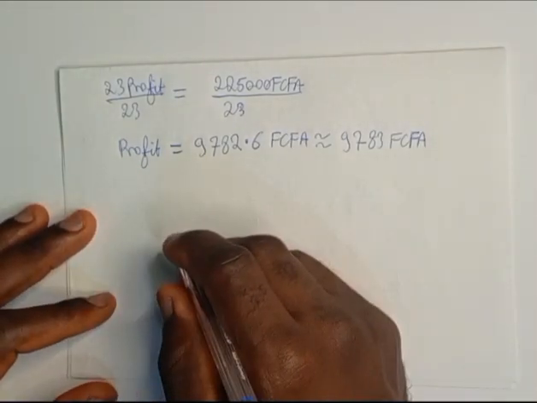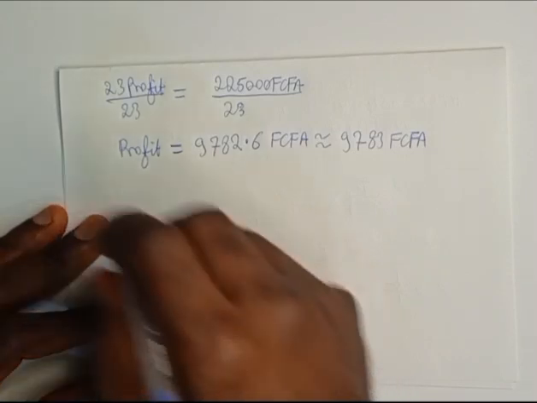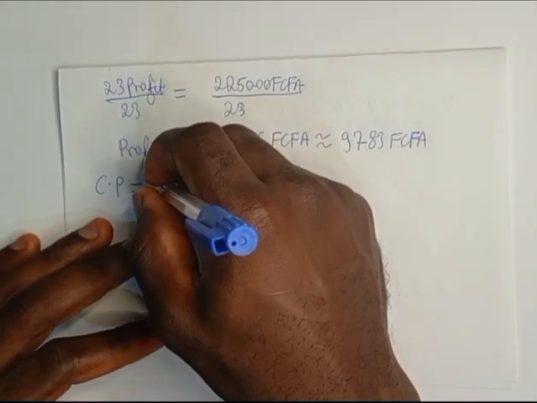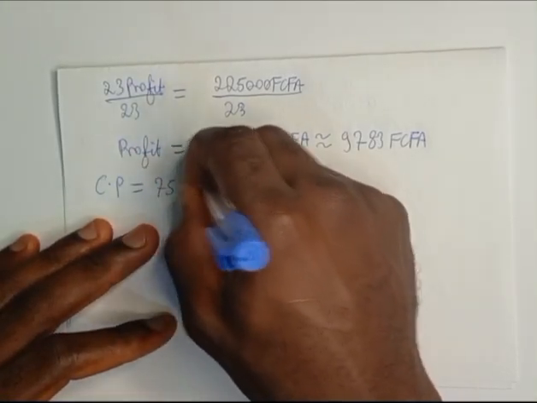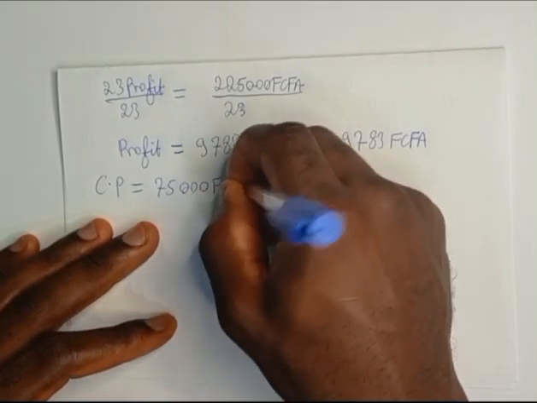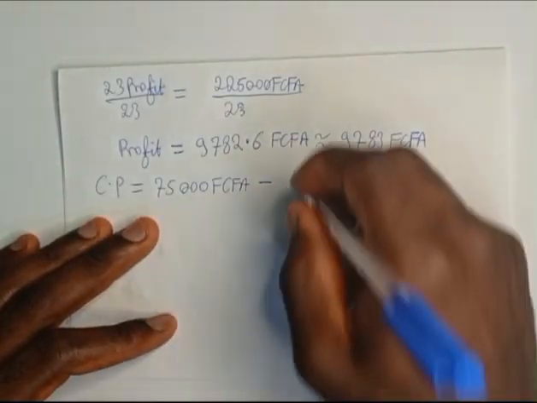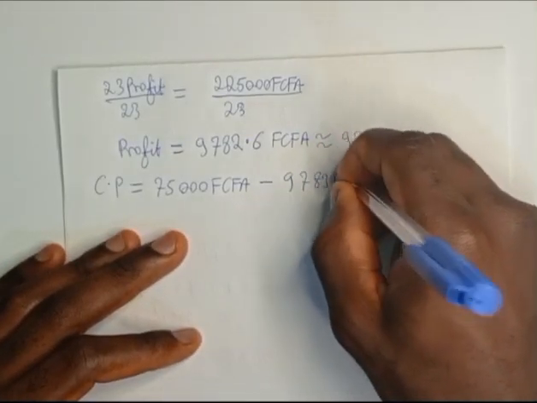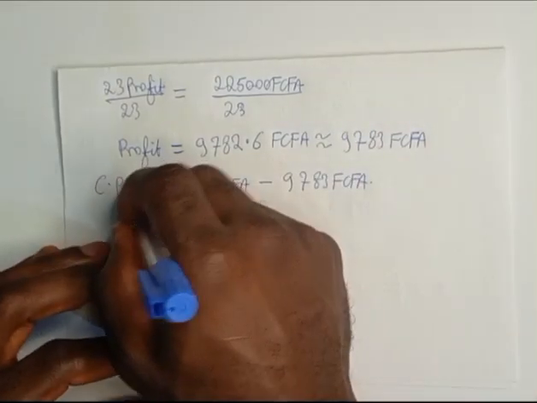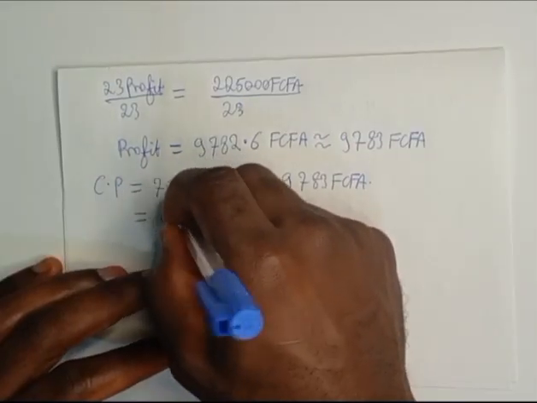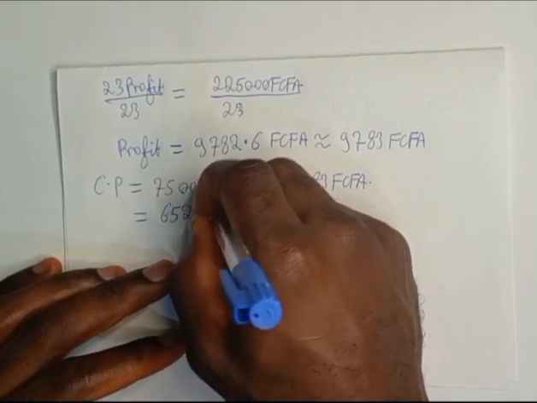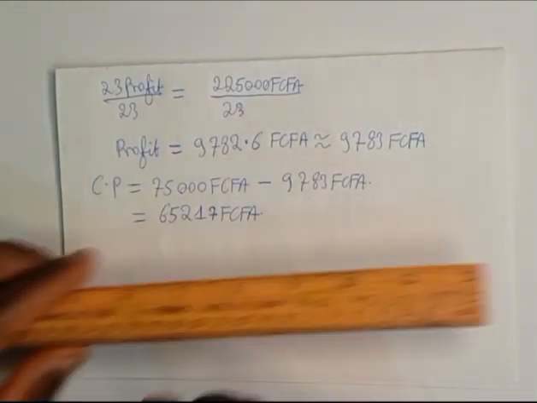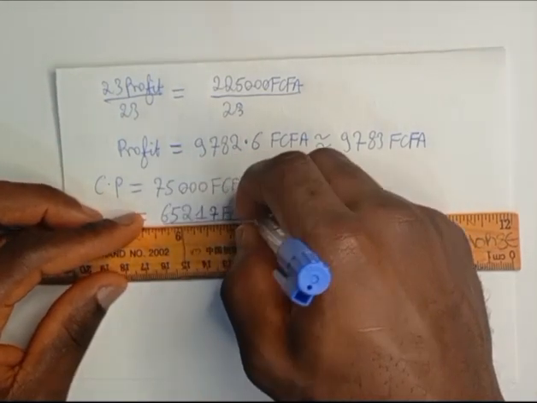Now, knowing the profit, it is very easy for us to find the cost price. The cost price will simply be equal to the selling price of the item, which is 75,000 francs CFA, minus the profit made, which is 9,783 francs CFA, and this will simply be equal to 65,217 francs CFA. So this is the cost price of the item.